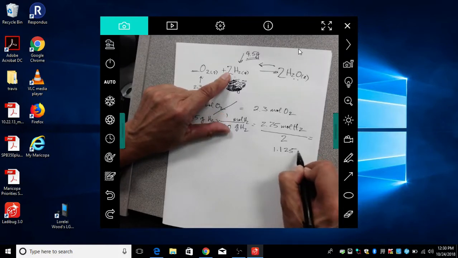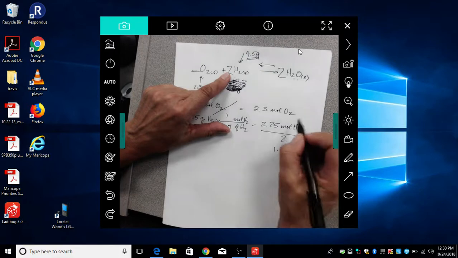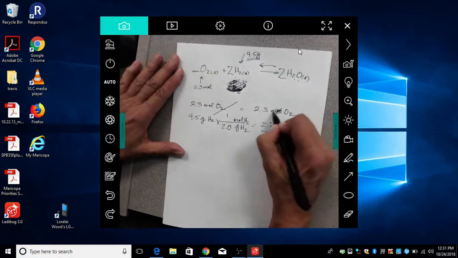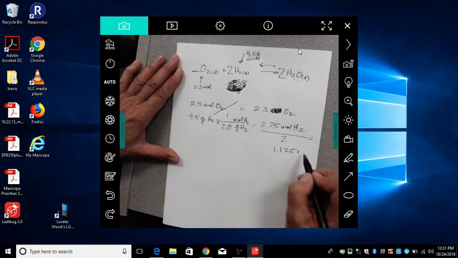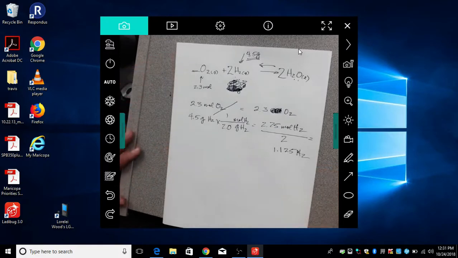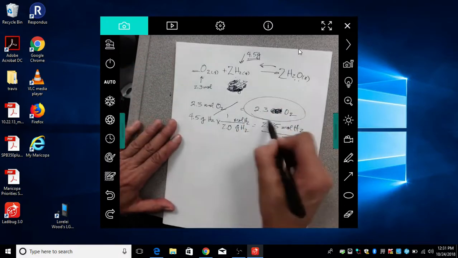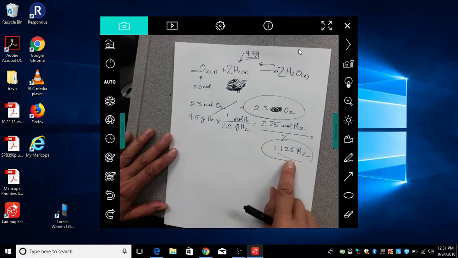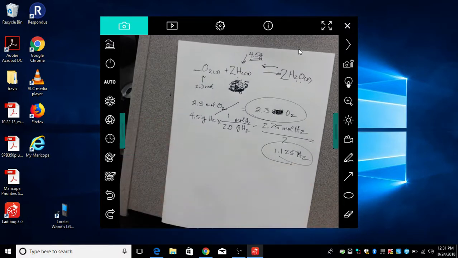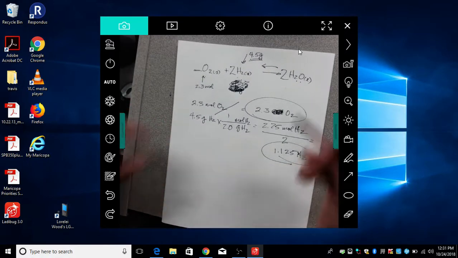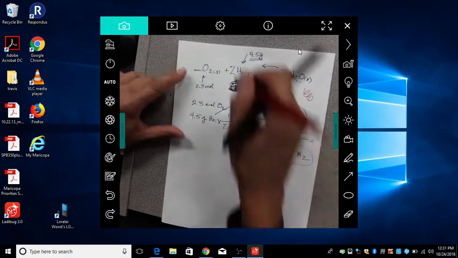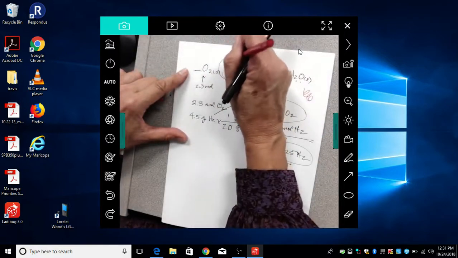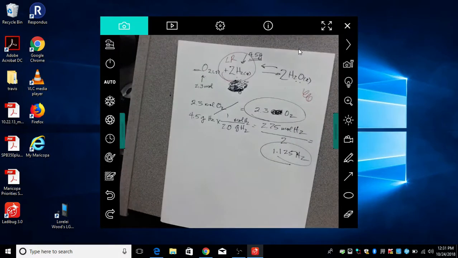So now I know I have 1.125. Well, that's not moles. That's just a number, it's just a ratio that compares what you got to what will be used. So which number is smaller, 2.3 for O2 or 1.125 for H2? 1.125 for H2. So then I'm going to mark this. Always mark this, and this will keep you straight. That is my limiting reagent.